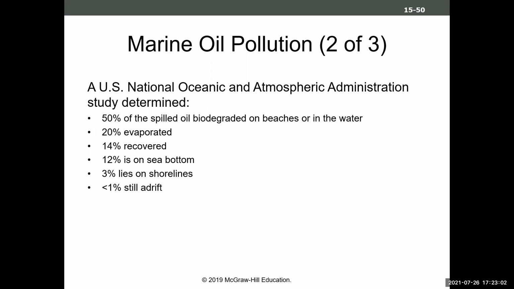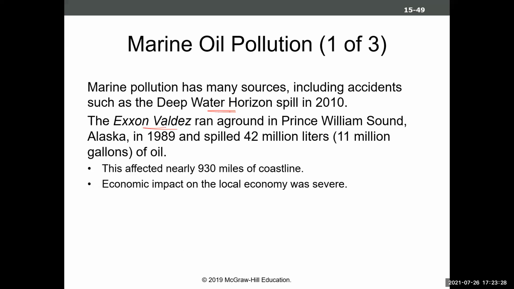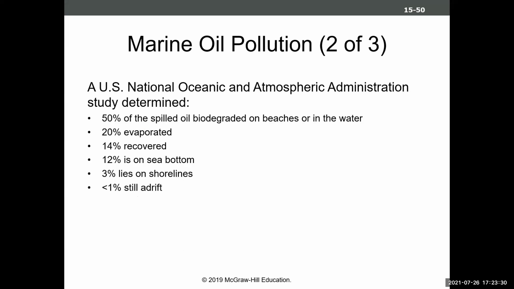In terms of the oil that is spilled, 50% of the spilled oil biodegrades on beaches or in the water. 20% is evaporated, 14% is recovered, 12% is on the bottom of the sea, 3% in the shorelines, and 1% is still adrift. So this is generally the ratios you would expect whenever you have an oil spill.